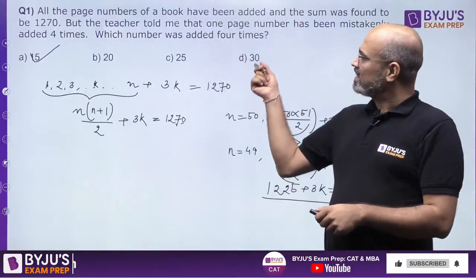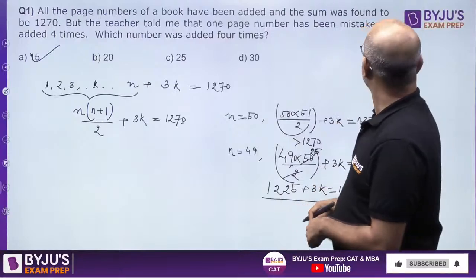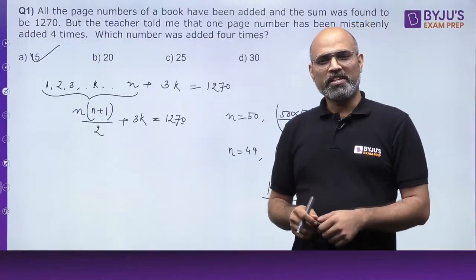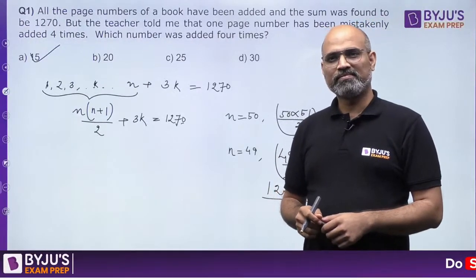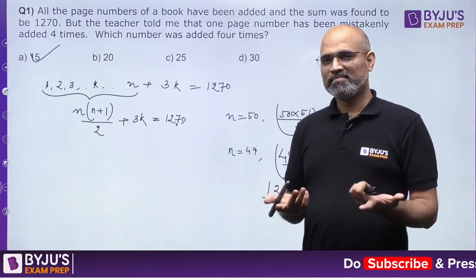Why did you guys get 30? What mistake did you guys make? Calculation mistake?